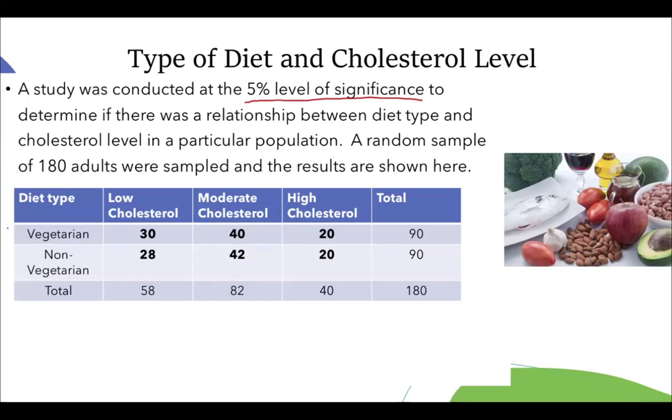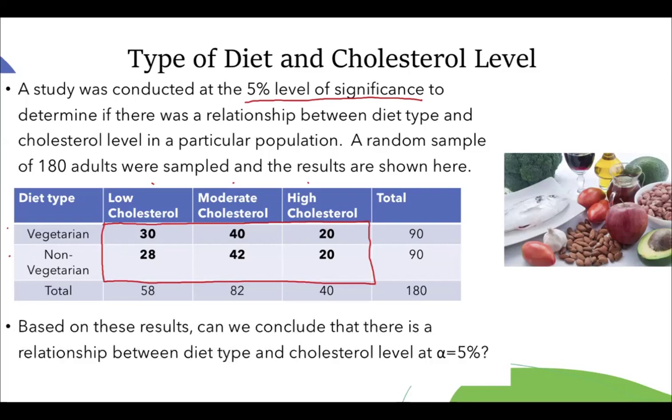So I see two different diet types. I have two row classifications, and I see 1, 2, 3 different cholesterol classifications. So my data is right here. The totals are not part of the data, and we would not be putting those into the matrix on our calculator, only the observed values that I boxed in here. Based on these results, can we conclude that there is a relationship between diet type and cholesterol level at 5%?